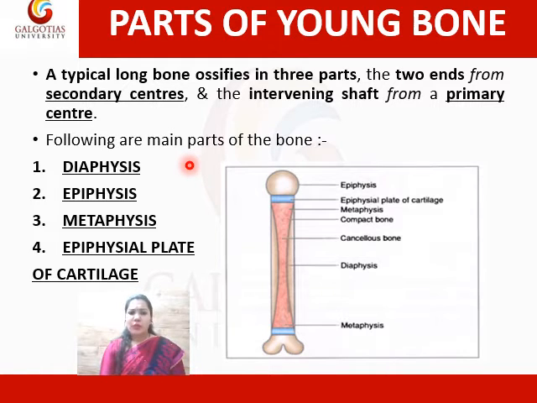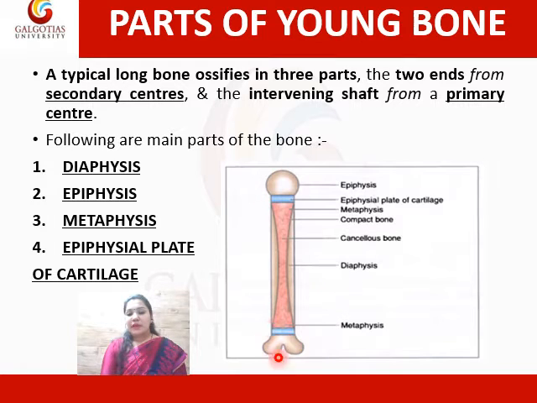A typical long bone ossifies in three parts: the two ends form from secondary centers and the intervening shaft from the primary center. Following are the main parts of the bone: diaphysis, epiphysis, metaphysis, and epiphyseal plate of cartilage. These are all the main parts of the long bone. Here we write parts of young bone.